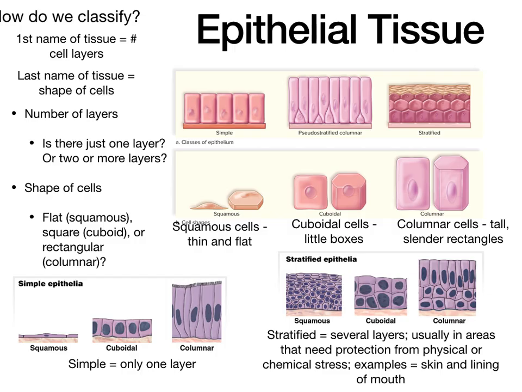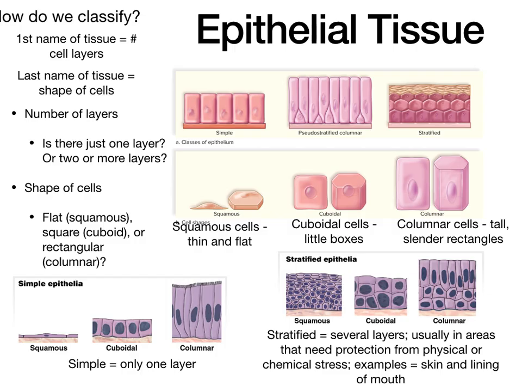So once we decide whether there is one layer or a lot of layers, then we decide what the shape of this cell is. What does it look like? We have three different shapes we can choose from: squamous, cuboidal, and columnar.